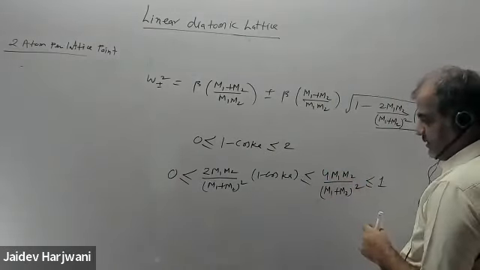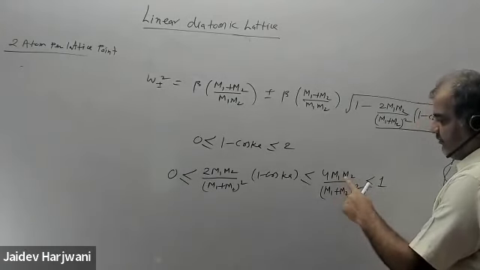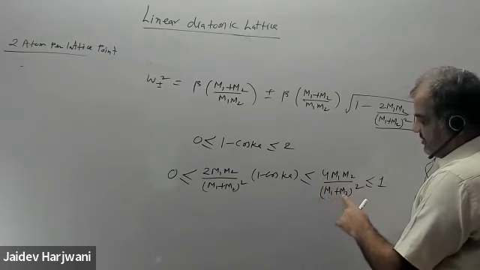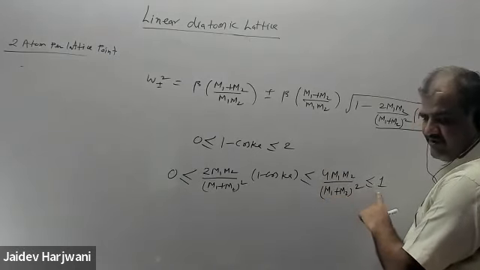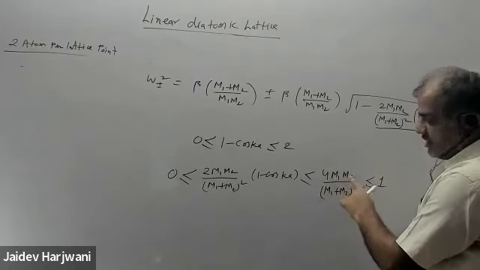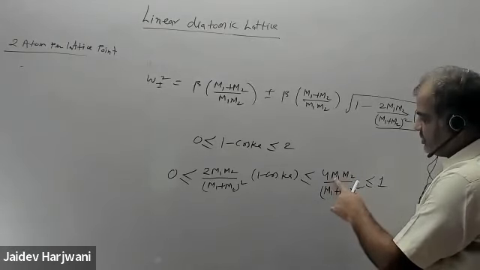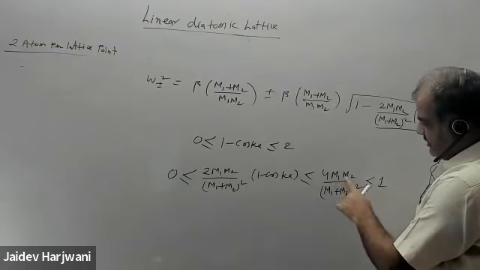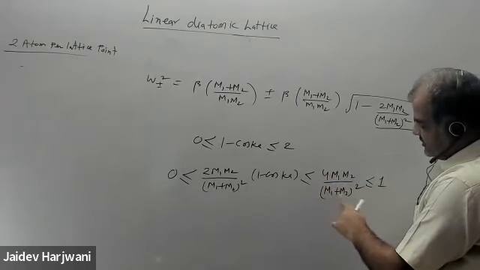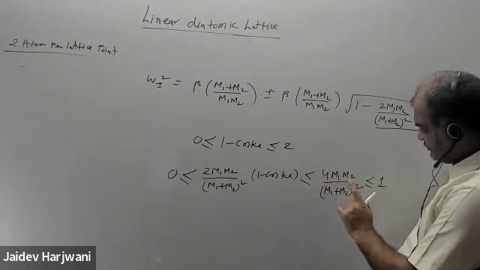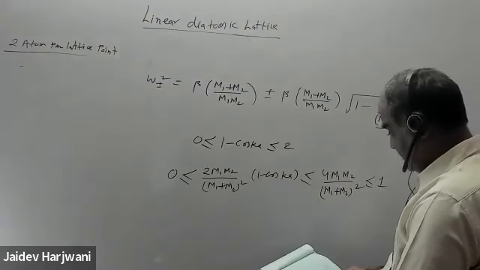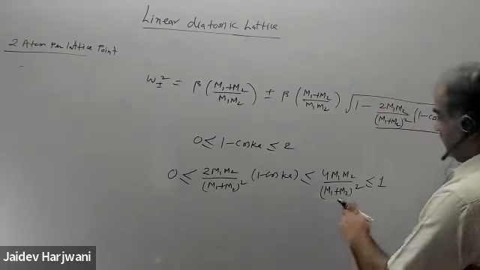Now this 4 m1 m2 upon (m1 plus m2) whole square is less than or equal to 1. For example, if I take m1 equal to 5, m2 equal to 5, then 4 times 25 is 100, and 5 plus 5 is 10, squared 100, so the maximum value is 1. If m1 and m2 are different, for example 2 and 3, then 4 times 2 times 3 is 24, and 2 plus 3 is 5, squared 25. The arithmetic mean is greater than or equal to the geometric mean.